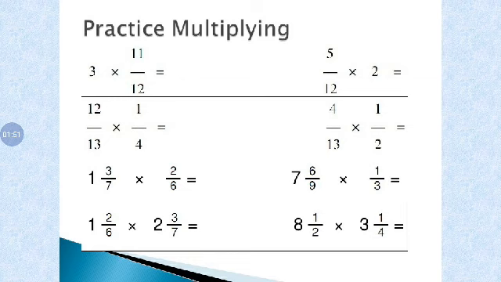For practicing multiplying, do the sums. Write in your notebook: 4 by 13 into 1 by 12. Already you know that 4 times 1 is 4. 13 times 2 is 26. And reduce to the simplest form.